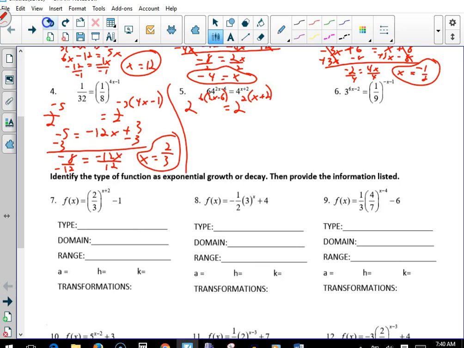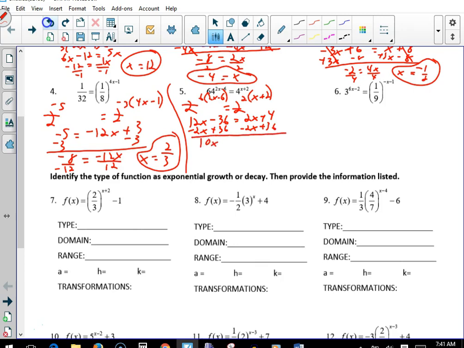So 6 times 2, I can throw these out. 6 times 2 is 12x. 6 times 6 is 36, and it's negative, equals 2x plus 4. I'm going to subtract 2x from both sides, get them over to the left. I'm going to add 36 to both sides, get that over to the right.